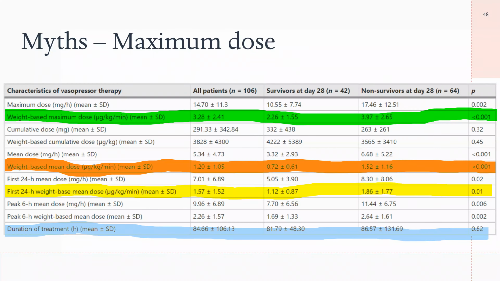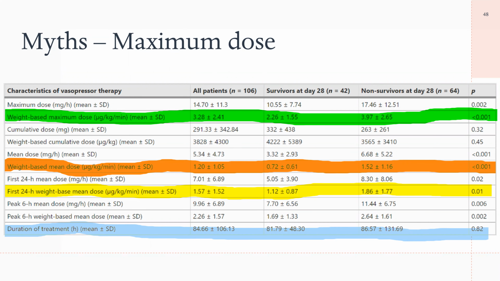The orange line, weight-based mean dose, 0.7 for the survivors and 1.5 for the non-survivors. So you can see that the non-survivors throughout had higher inotrope requirements. The yellow line, the first 24 hours weight-based mean dose, 1.12 for the survivors. So even though the max was 2.2, they dropped down very quickly, so that the mean over the first 24 hours was 1.12.